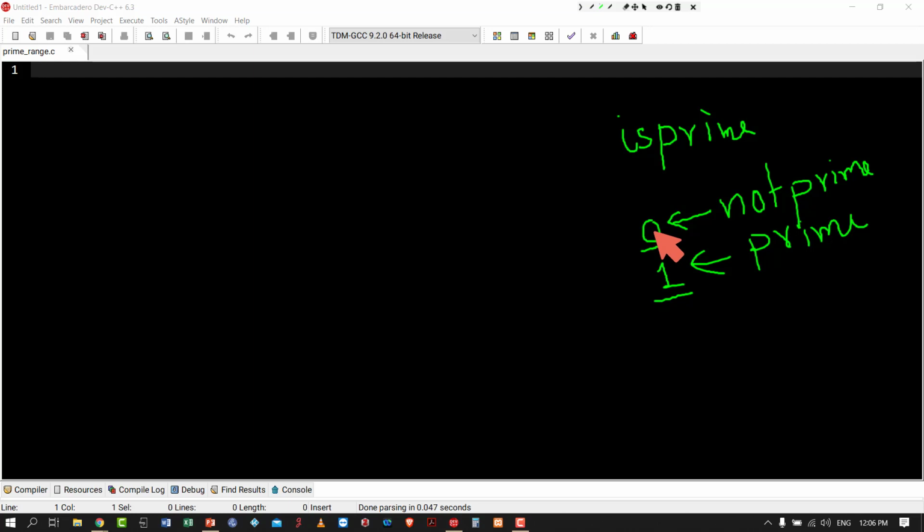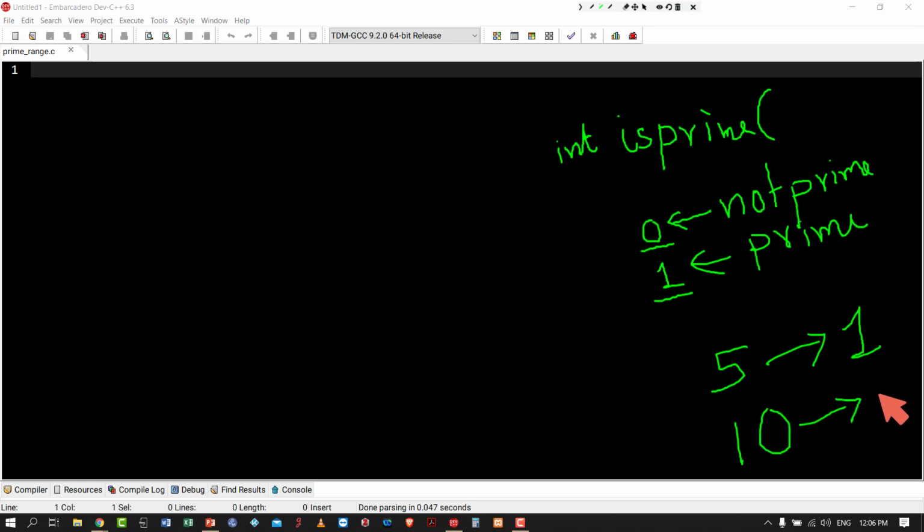Since 0 and 1 are integers, we can write int isPrime because it will return an integer value. And here we are passing a value also. Suppose if I give 5 as input, this function must return 1 because it is a prime number. If I give 10, it must return 0. So the parameter, or the argument, to the function isPrime is also an integer.